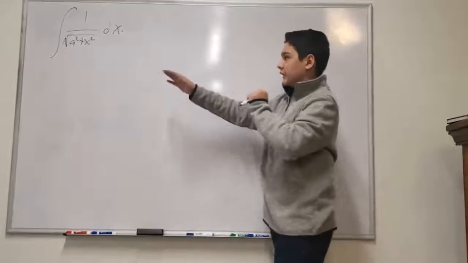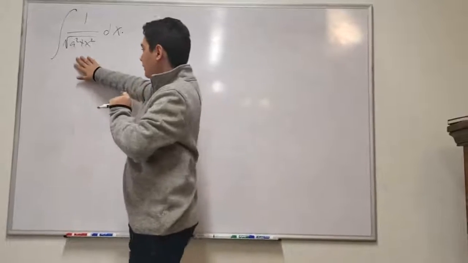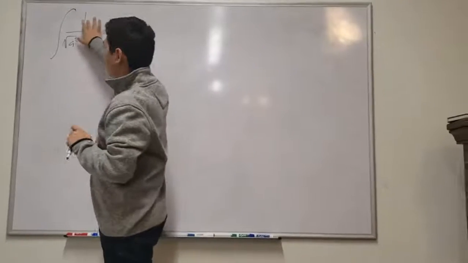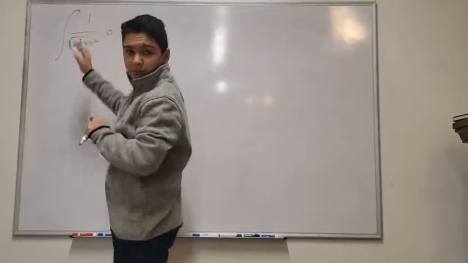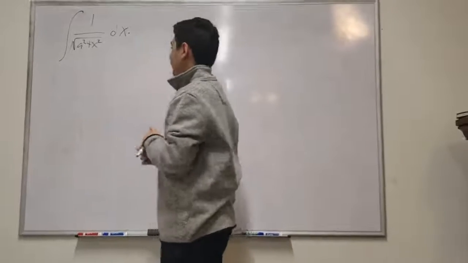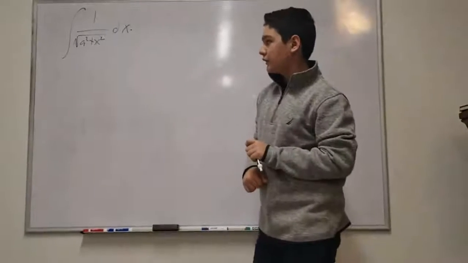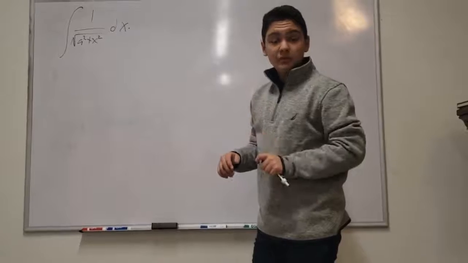So we have this integral right here. We can't use substitution because there's a 1 up here, so it's not just an x, which would be perfectly fine. We can't use integration by parts either, so we're going to have to use trigonometric substitution.